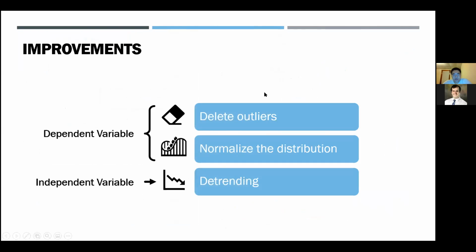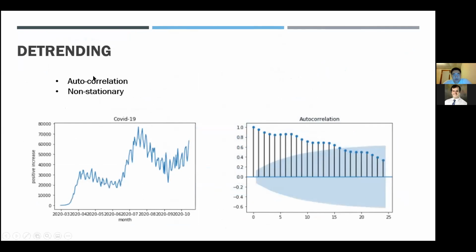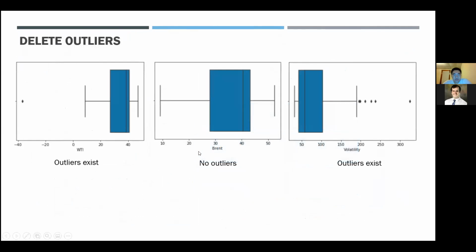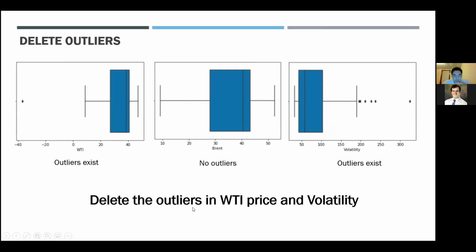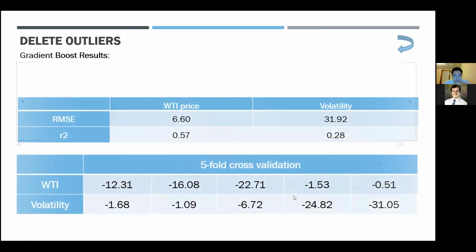Then we deleted the outliers. We use the box plot to visualize outliers. You can see there are a lot of outliers in WTI and volatility. So what we do is delete the outliers in them.